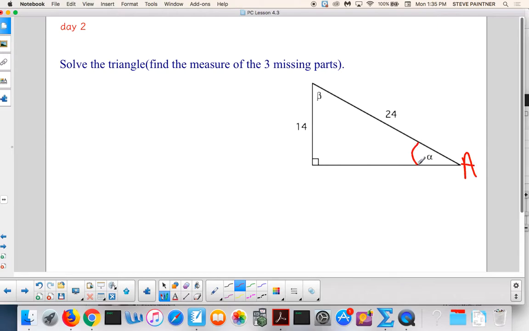Alpha is A, beta is B, and we'll call this angle C, so this would be side C, side A, side B. It is nice to label.